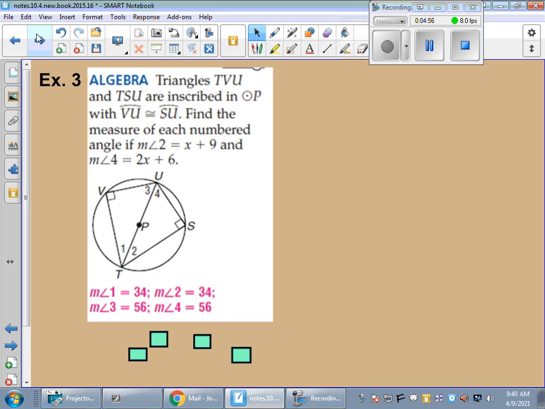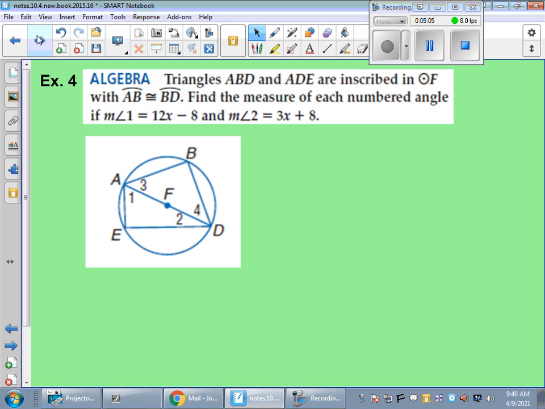I'm going to let you try the next one here on your own. I'm going to leave that up there with the answers, and hopefully you can go through and figure those out. And then the last one here, I'm going to walk you through. Take a look and see where we're at.